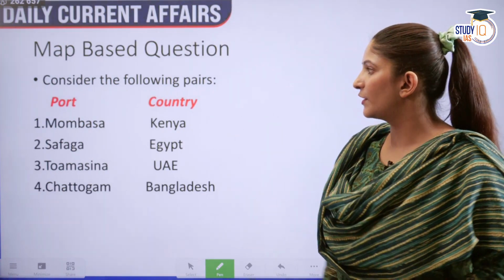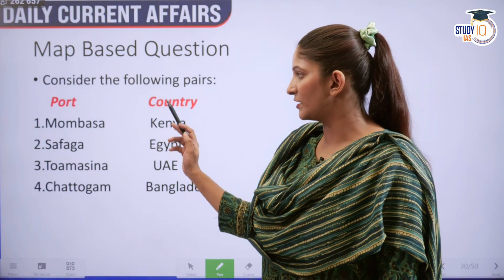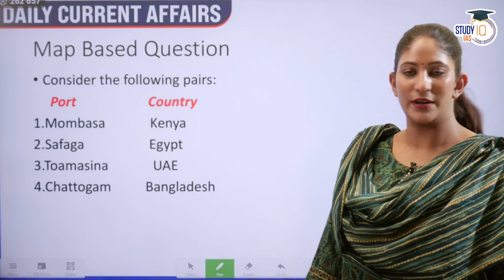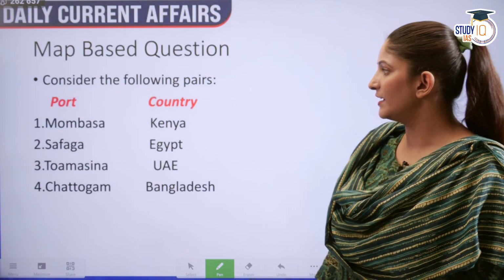Alright. Consider the following pairs. We have to match the ports with the countries. Mombasa, Kenya; Safaga, Egypt; Toamasina, UAE; Chattogram, Bangladesh. So, how many of the pairs given above are correct?